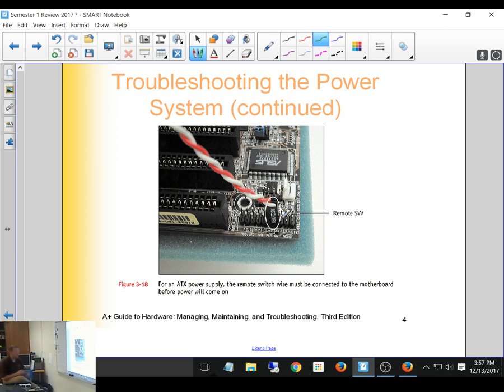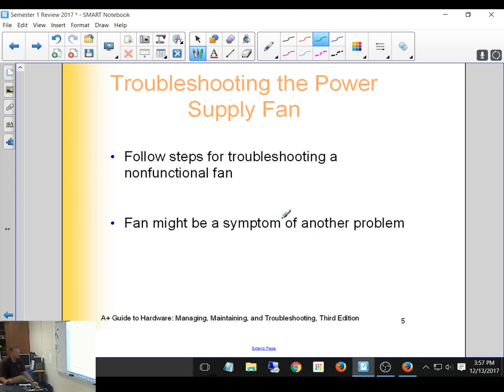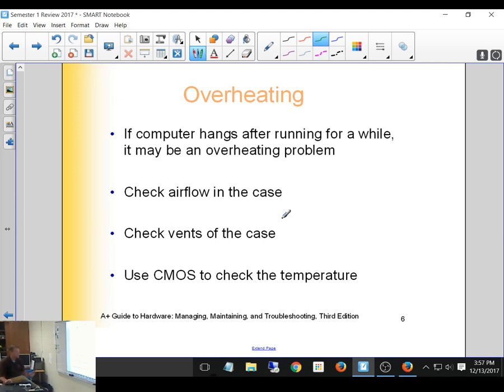The other thing is, we obviously have those power supply testers. We can use those as well to make sure that our power supply is getting good voltage and determine if that's what's wrong with our PC. So we can look and see if it's a non-functional fan, and if it's a non-functional fan, that might be a symptom of a different problem, like it's all gunked up inside.